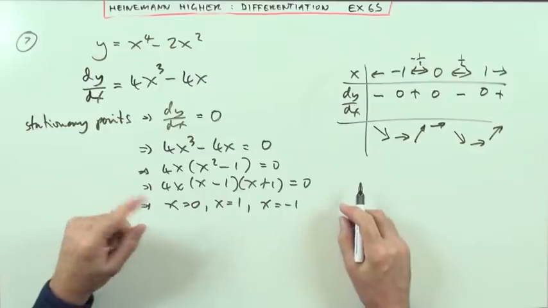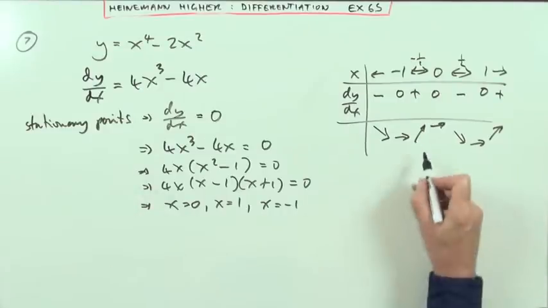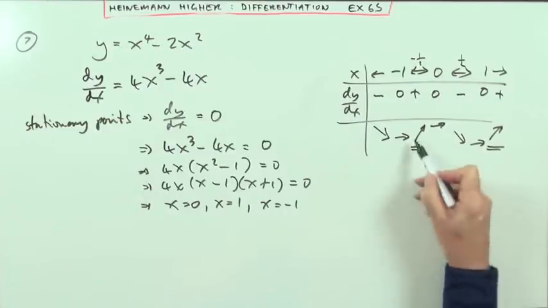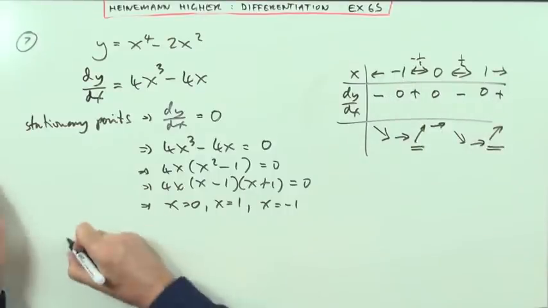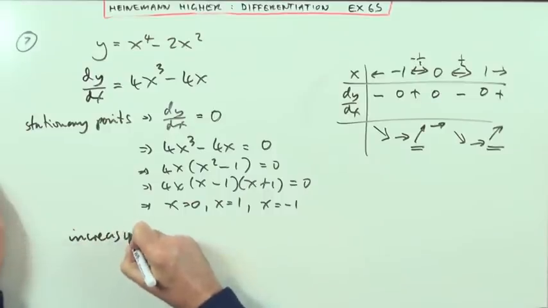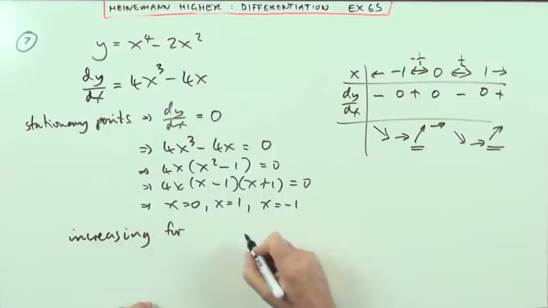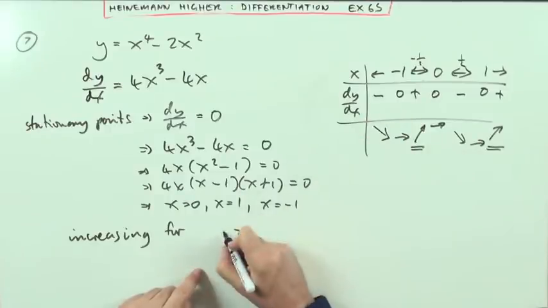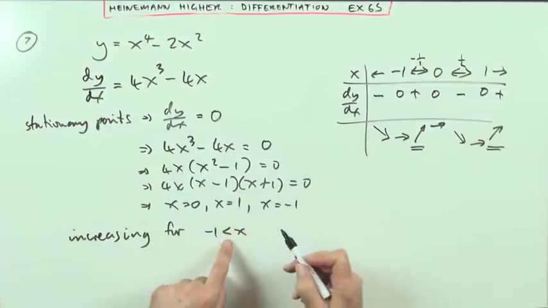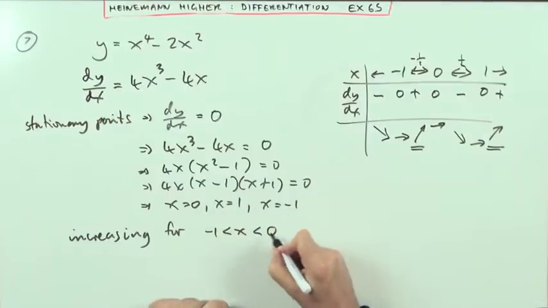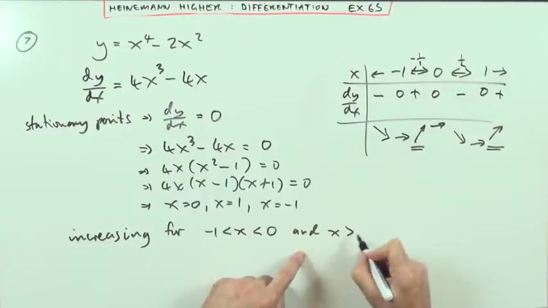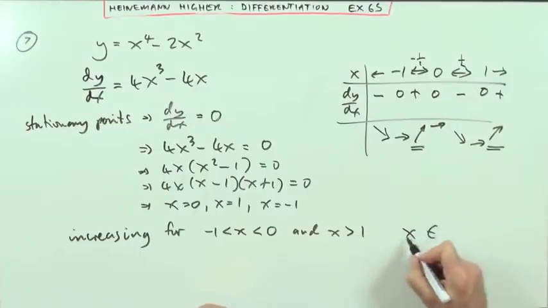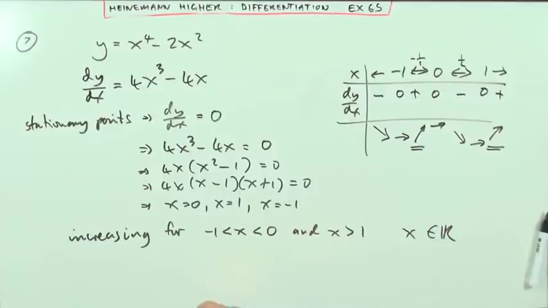So if the question says, when is this increasing? Well, here are the parts where it's increasing. It's only increasing twice, between negative 1 and 0, and again when it leaves 1. So I'll just say that here finally. It's increasing for x greater than negative 1, but not equal to, because it's 0 there, less than 0, and again x greater than 1, where x can be any real number in between those. So that would be that part.